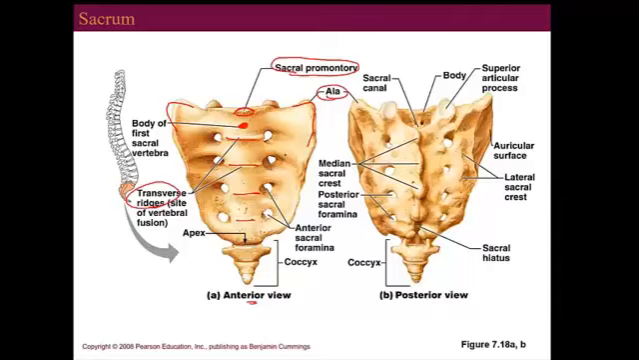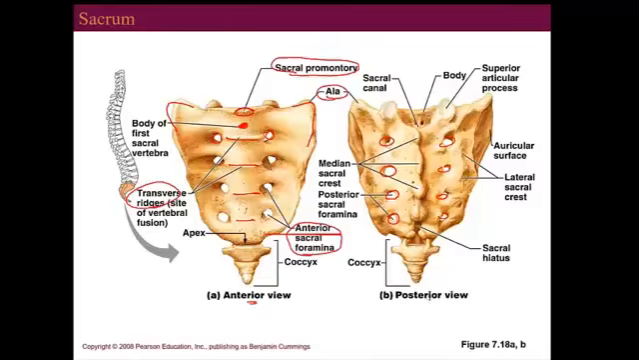And the holes that you see here are supposed to be the intervertebral foramina. But instead of calling them the intervertebral foramina, we call them the anterior sacral foramina. Now, the holes that you see on the posterior view of the sacrum, we call the posterior sacral foramina. It's actually the same hole from the anterior and the posterior, so they're connected to each other.